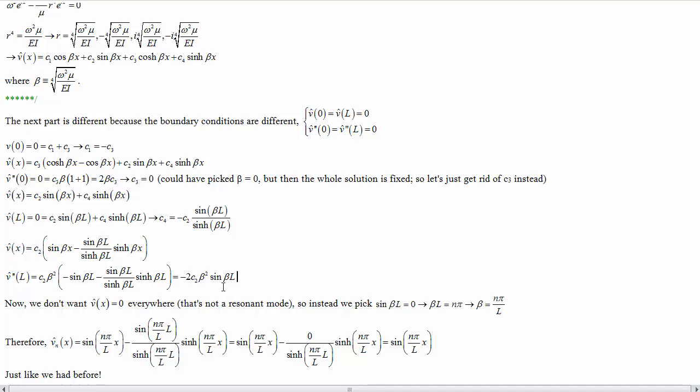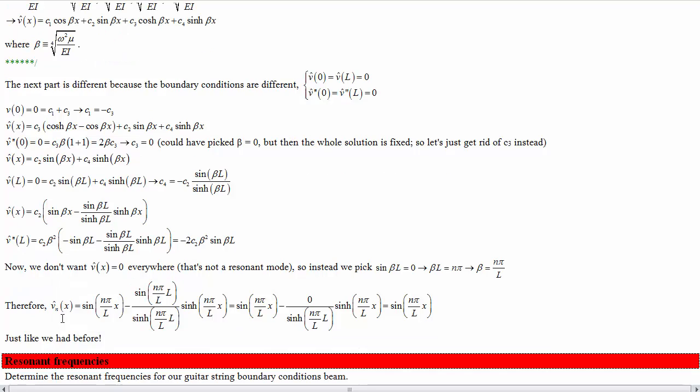Sine beta L can be 0 as long as beta L is n pi, which means beta is n pi by L. And that sets that V hat n at x is, because the sine here is a 0, equal to just sine n pi x by L, just like we had for the guitar string earlier.